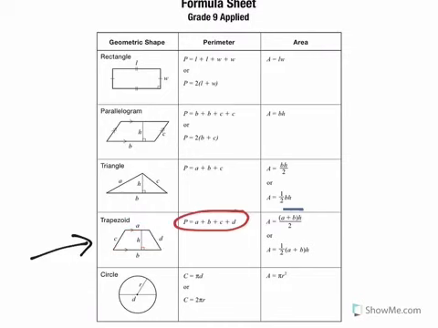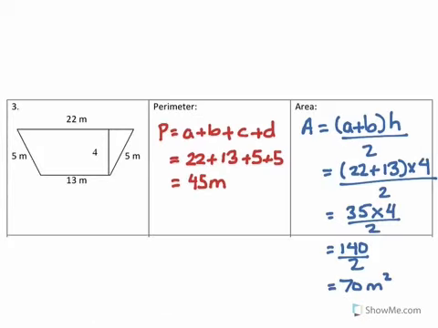So the area, I like to use this one, or you could use this one, it really doesn't matter. It says in brackets, A plus B first, then times the height. Remember, the height is the one with the 90 degrees. Then you got to divide it by 2. Okay, let's follow those two formulas. So the perimeter, easy. A plus B plus C plus D. I'm just adding all those sides together and getting my perimeter in meters. So the harder one is the area.